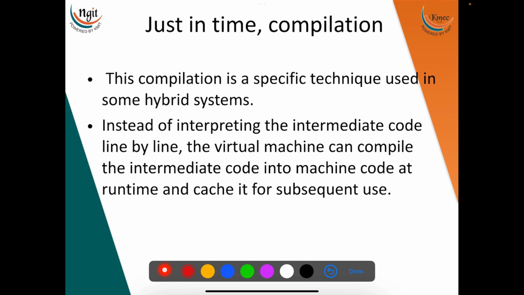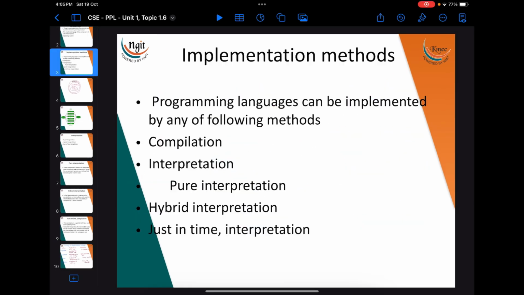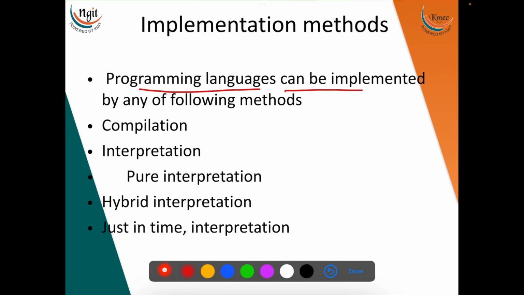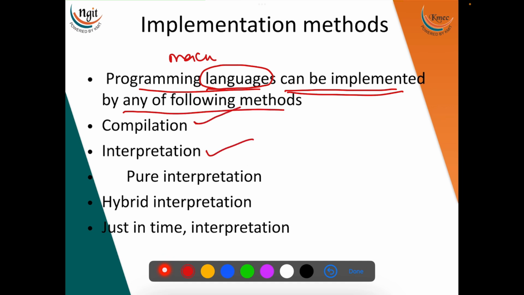We'll go back to the slide now. So what implementation methods do we have? Programming languages can be implemented, or else the macro instructions you are writing using a language can be implemented, by either of the following methods: compilation or interpretation. We'll see them one by one. What do you mean by compilation? A compiler is a program which will convert user programs into machine code.